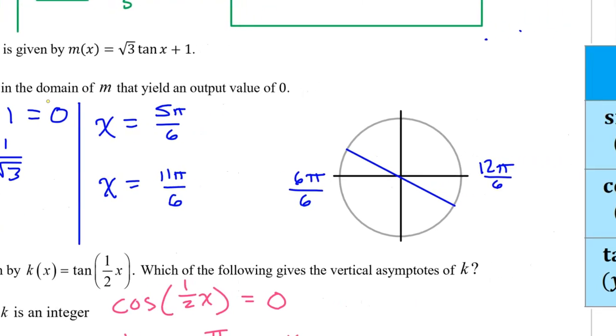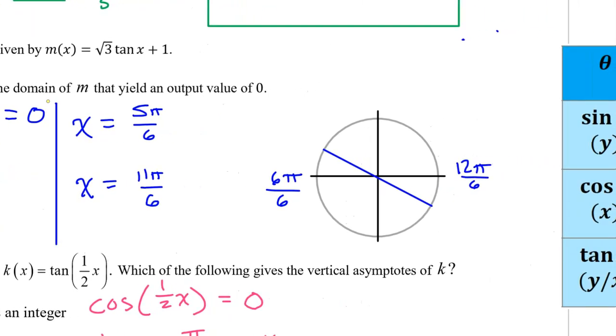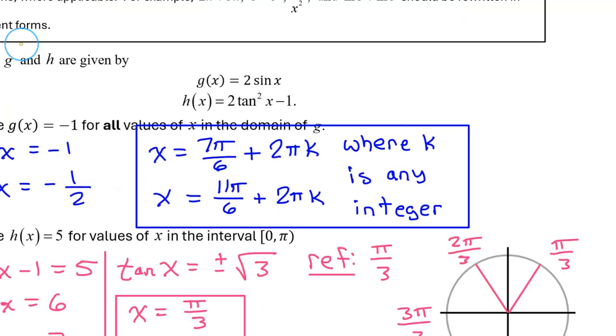So we need to somehow turn these two solutions into an expression representing the infinitely many solutions that we get as we go around and around the unit circle. On a previous problem, we found infinitely many solutions by taking the two solutions on the interval from 0 to 2 pi and adding 2 pi k to each one, where k is any integer.